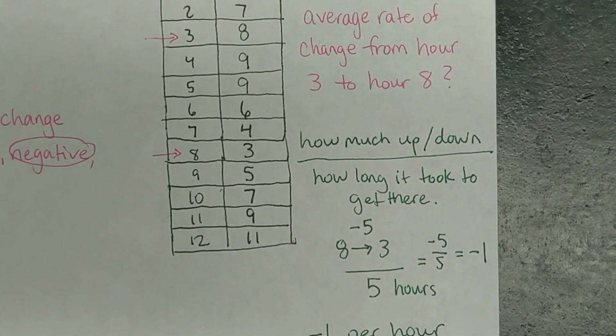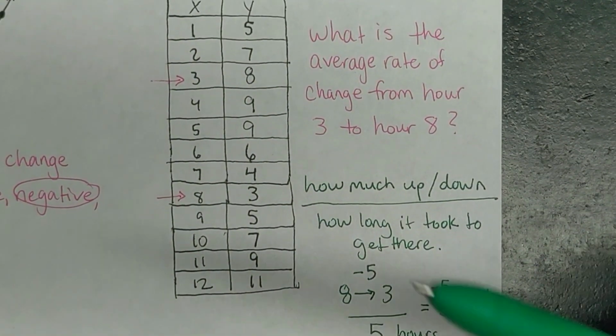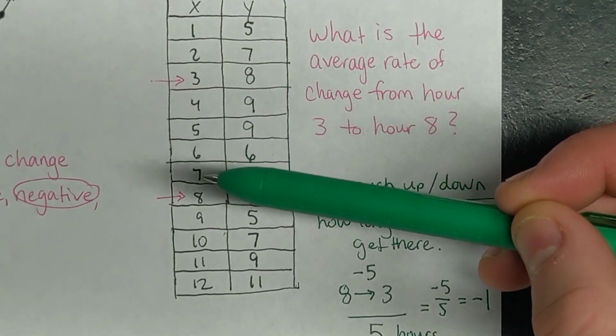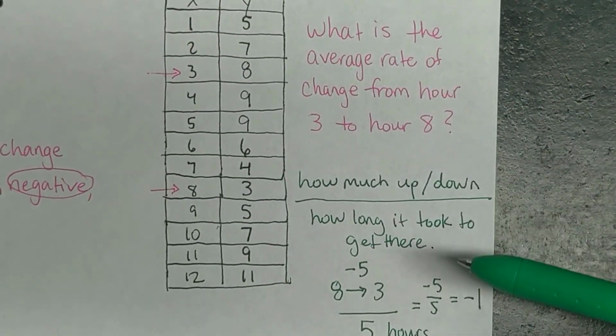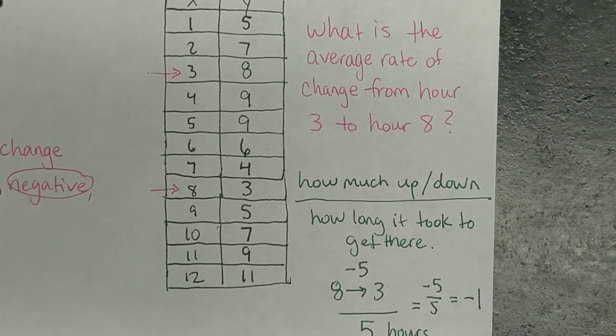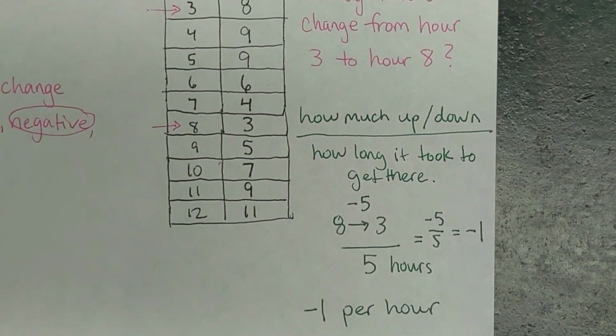Okay, that's essentially average rate of change. Figure out where you want to start, where you want to end, how much it changes, and how long it took you to get there. Divide it out, and you've figured out average rate of change.